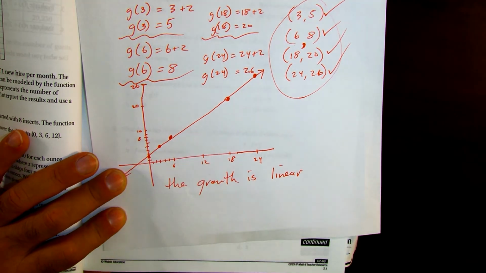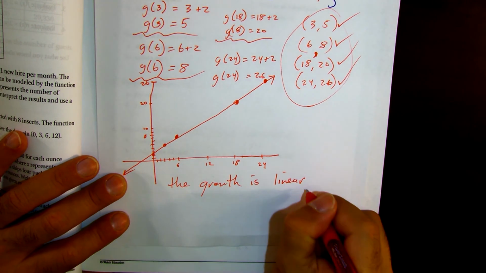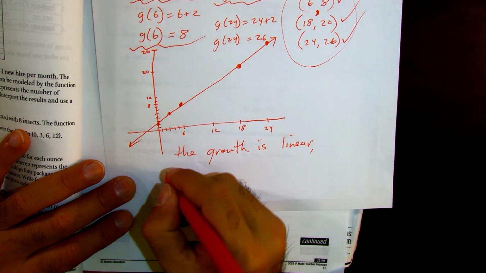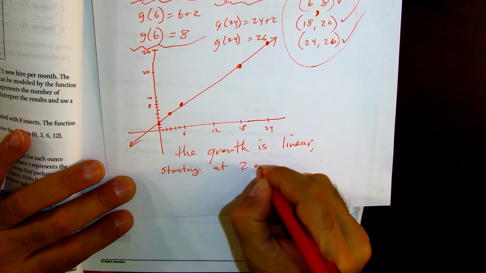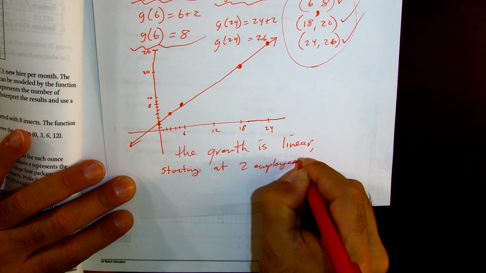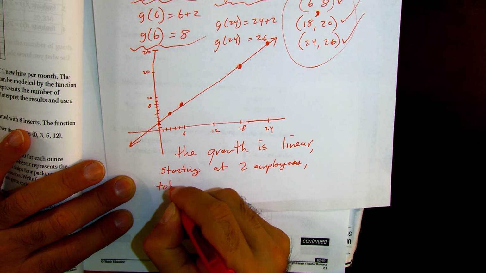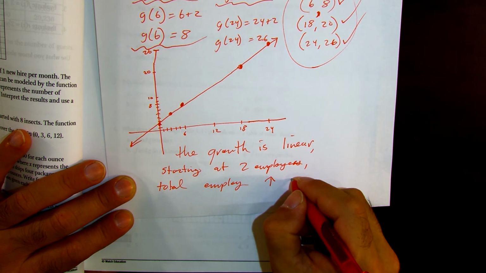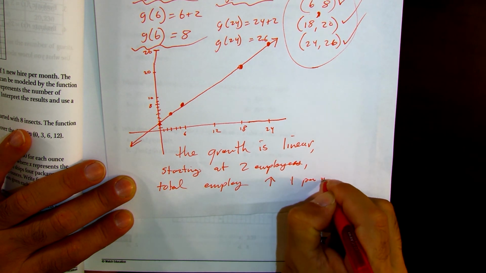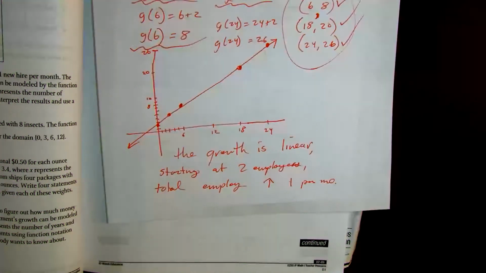We could see that it crosses the y-intercept at 2. So we can say that, that probably would be enough, but let's see. Starting at 2 employees, total employees increases 1 per month. That would be an interpretation. I think that'd be a good interpretation. Okay. So that's number 7.